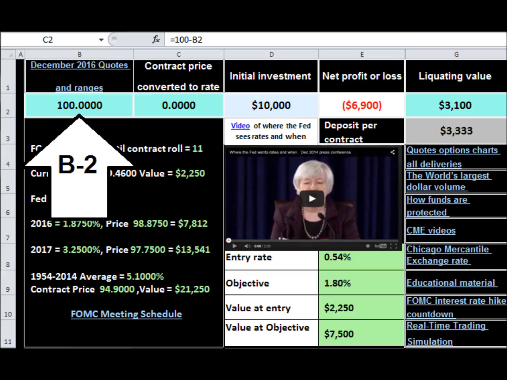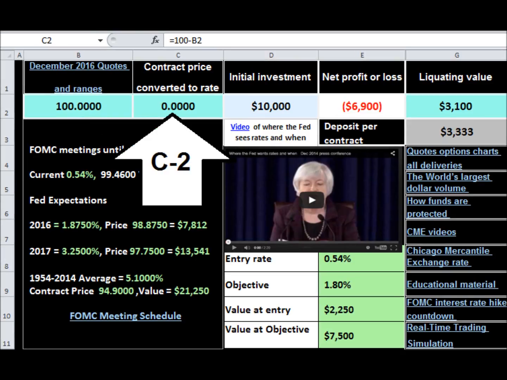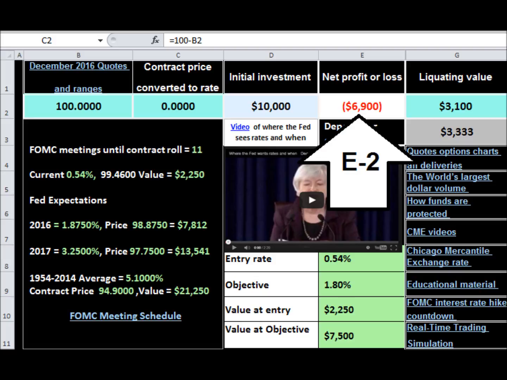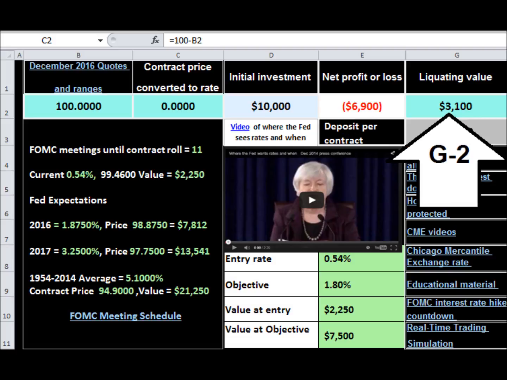The first thing I'm going to do after my trade is set up is check my maximum exposure if this rate went to 0. In cell B2, I've entered 100, representing a rate of 0. This will show in cell C2. At 0, my net loss for all positions would be $6,900 shown in cell E2. My net liquidation value, after all bid-ask spreads and fees, would be $3,100 shown in cell G2.